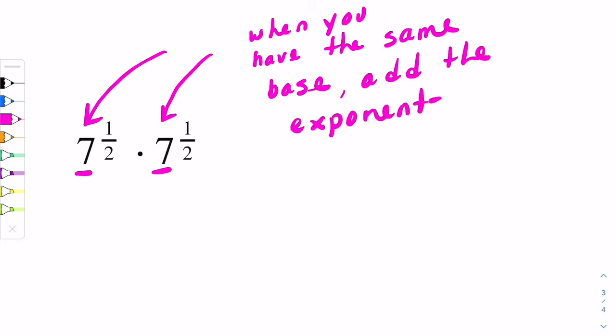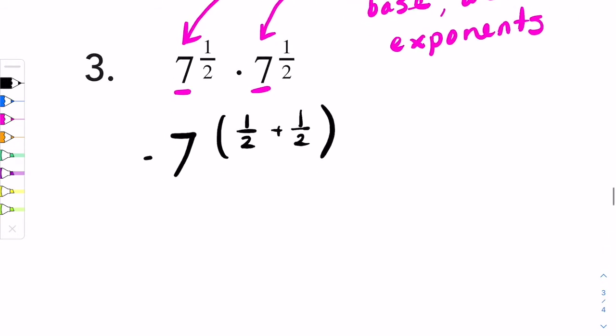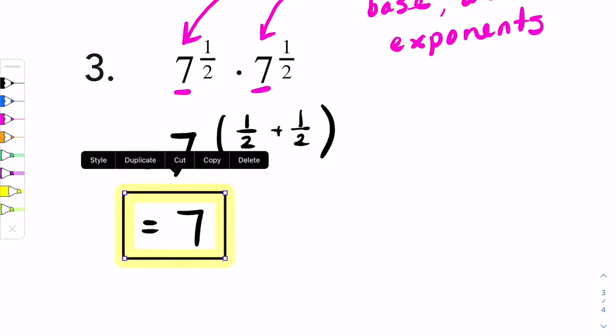And when you're adding fractions, sometimes you need to write out some extra work. I think everyone here probably knows that 1/2 plus 1/2 is just going to be a value of 1. So if we write this as 7 with an exponent of 1/2 plus 1/2, I hope you all know that's just a value of 1. So this is just 7 to the first power, or 7. Definitely a good rule to remember that you can add the exponents when the base is the same.